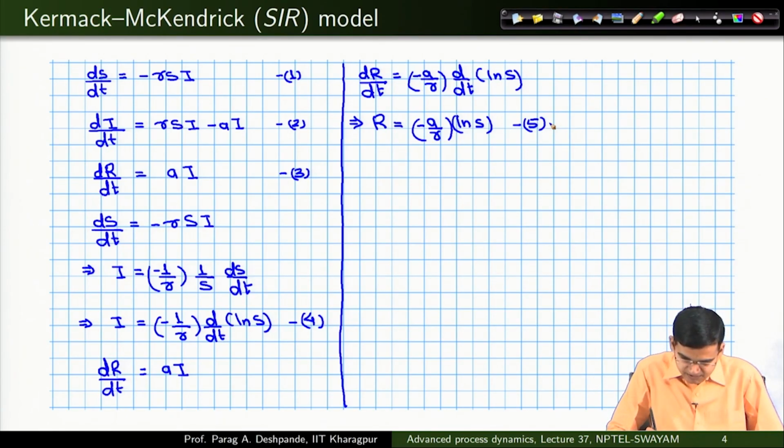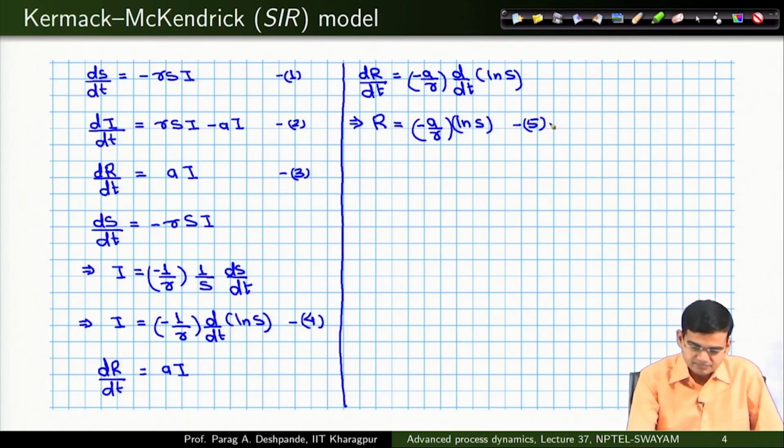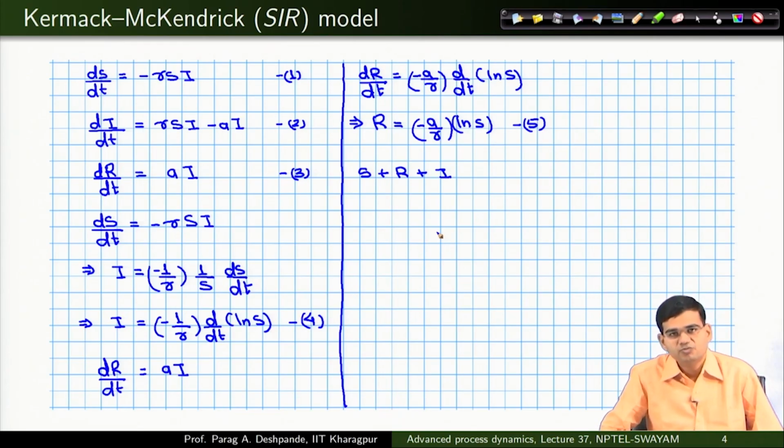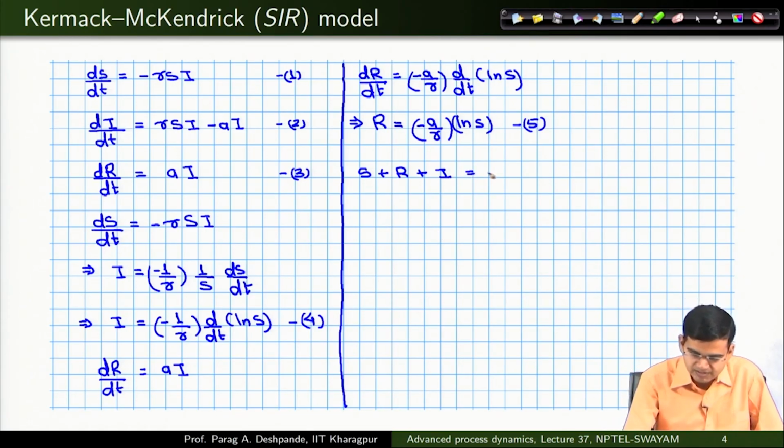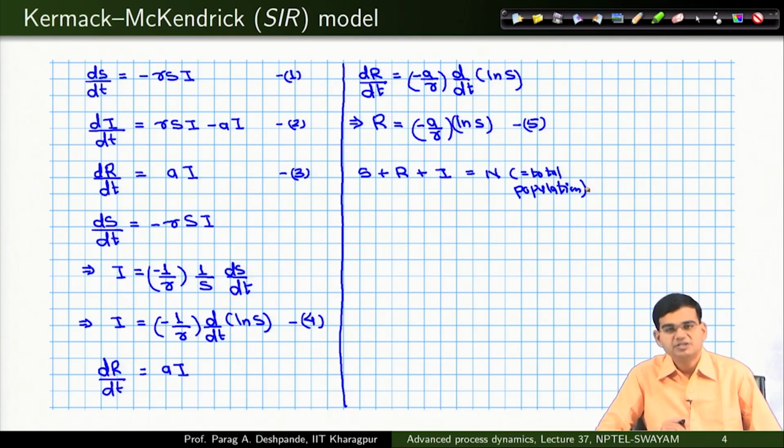Now, the whole analysis basically is to determine the value of S, or the expression for S, rather the time dependence of S. So, what I can now do is make use of a fact that S plus R plus I, number of susceptibles, number of removed persons and number of infectives, is equal to N, which is the total population at any instant of time. How do I know this? This can be established very easily.